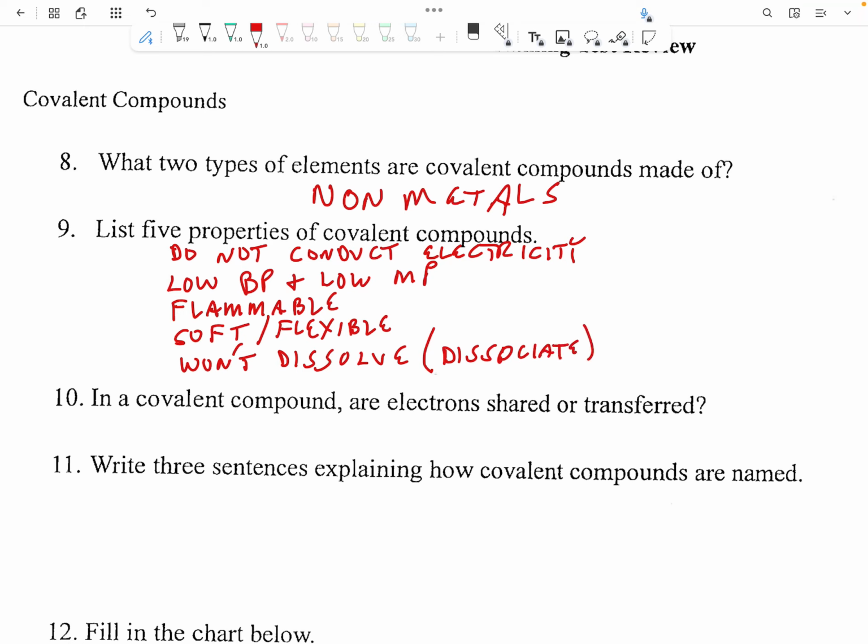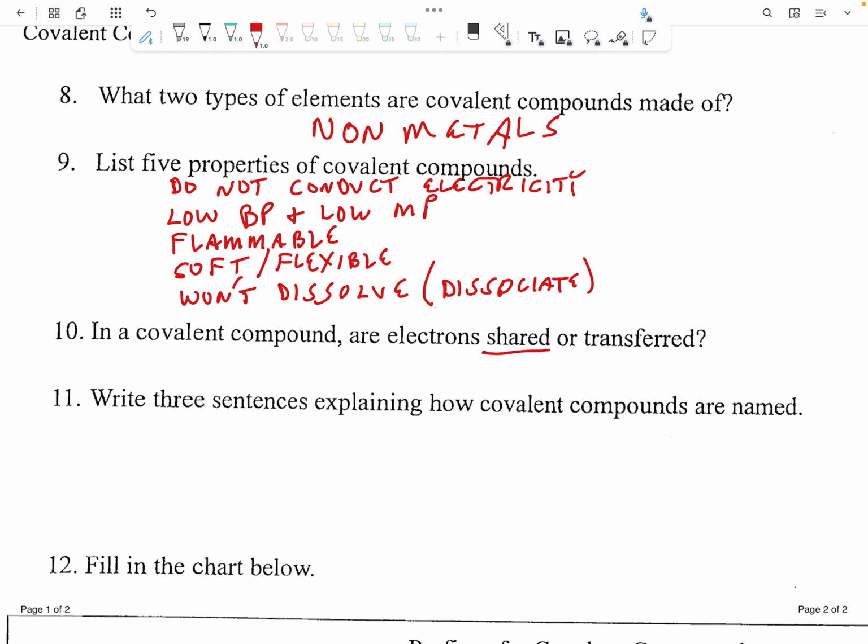Okay. So in covalent compounds, are electrons shared or transferred? Well, they are shared. That is a test question for tomorrow. In fact, all those three right there, 8, 9, and 10, are test questions tomorrow. Three sentences explaining how covalent compounds are named.